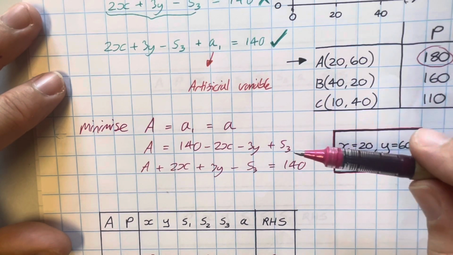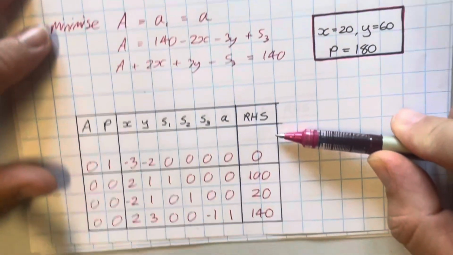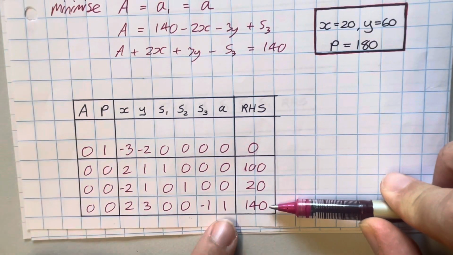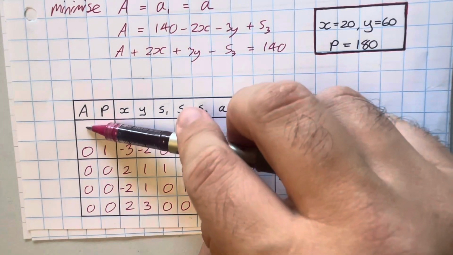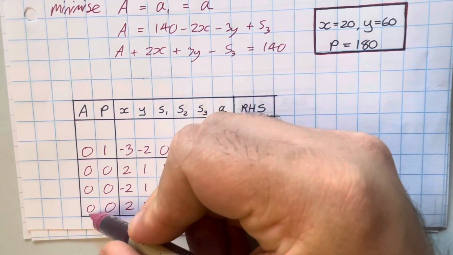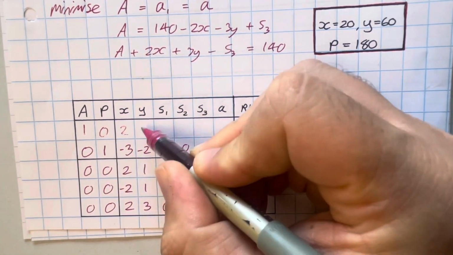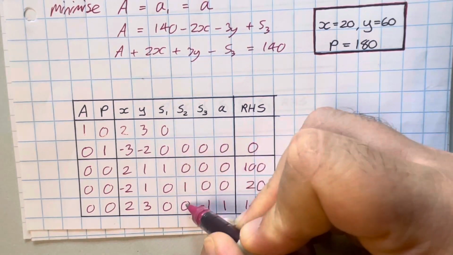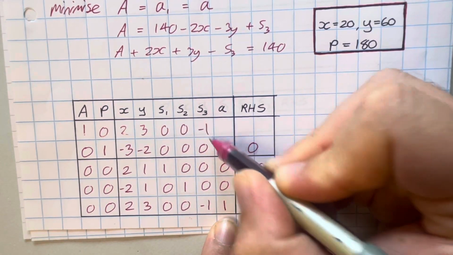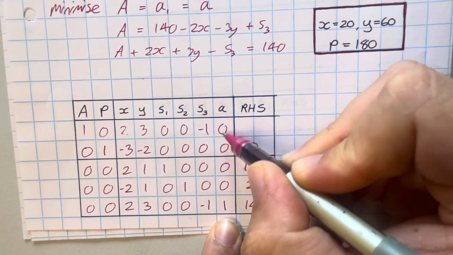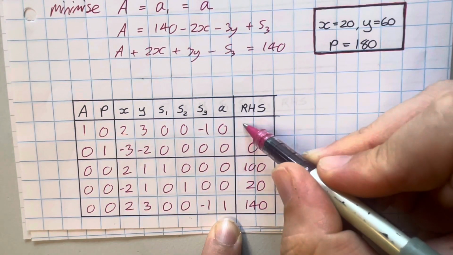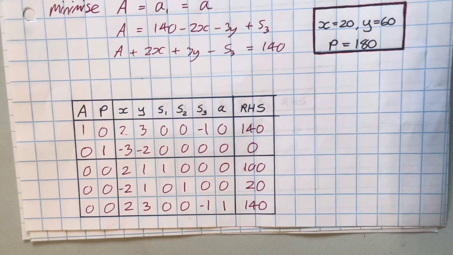In short, this row here will be exactly the same as this row here, except this 1 has moved to capital A. So that's a 1 there, nothing there. That's a 2, that's a 3, that's a 0, that's a 0, that's a -1. That's not going to be there because that's capital A, and then the 140. And that is our initial tableau.